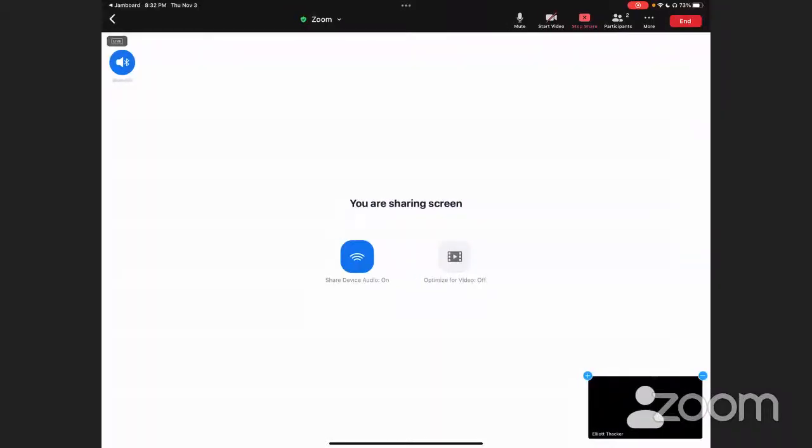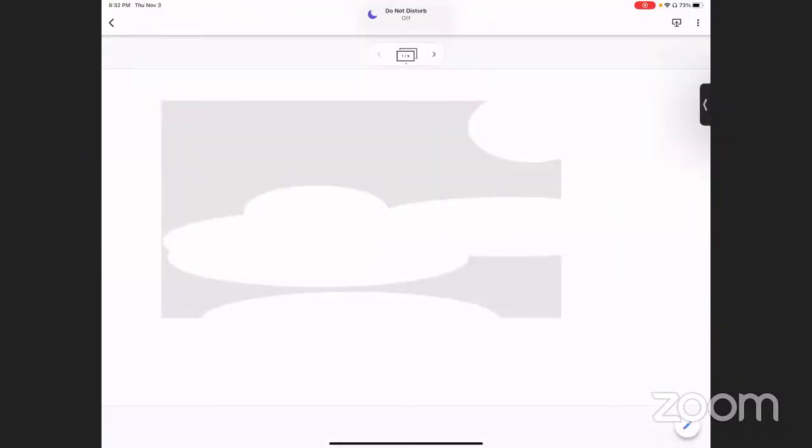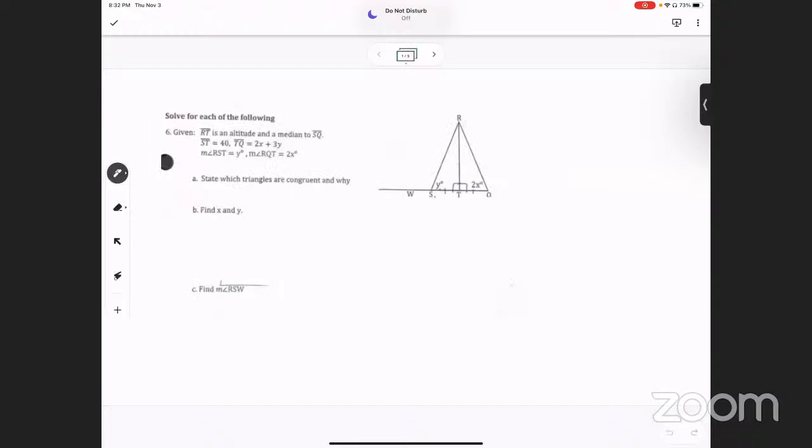Okay, so we're gonna do some geometry, unit 3 review. So solve for each of the following. So they want us to solve for this one.